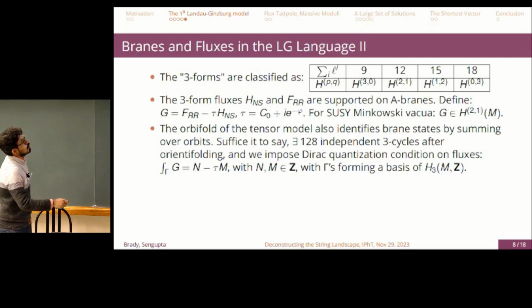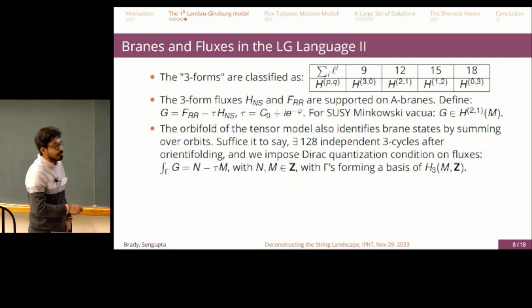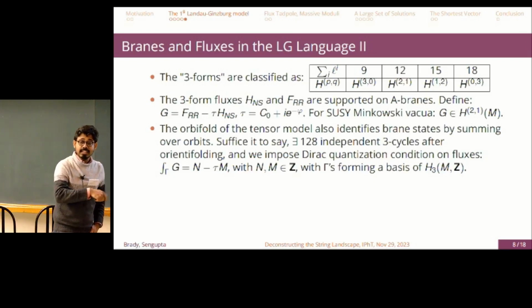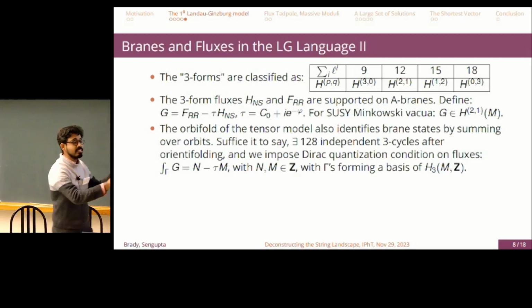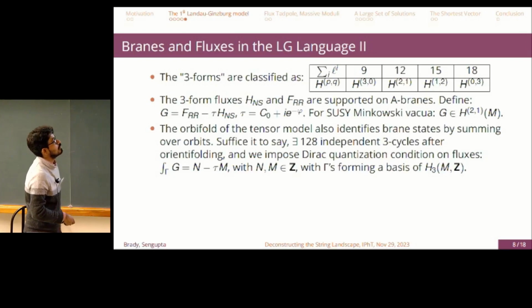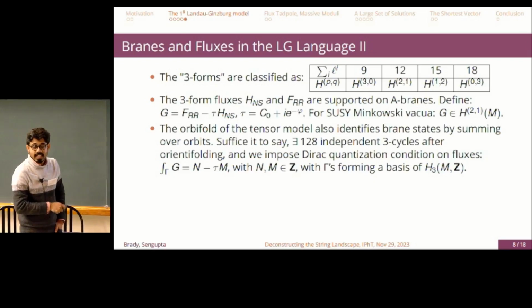So the orbifold of the tensor product also identifies brane states by summing over orbits. So essentially you can define 3-cycles, which are tensoring the 3-cycles from the building block minimal model, but the ones that survive the orientifold action. So there is a basis of 128 3-cycles that you can define.